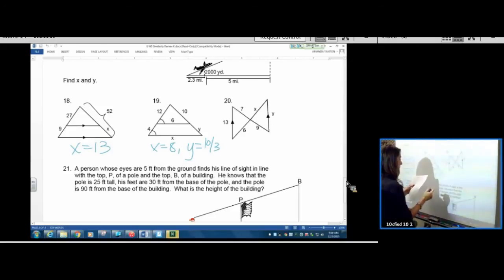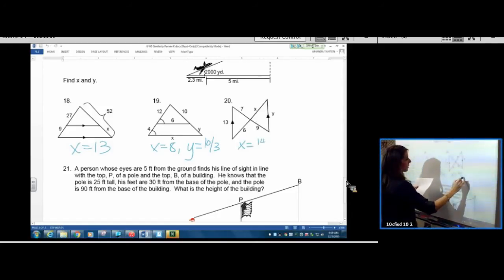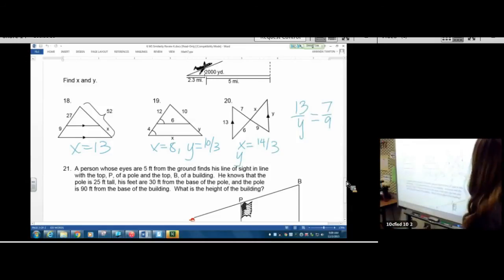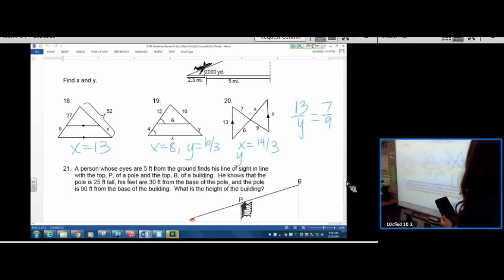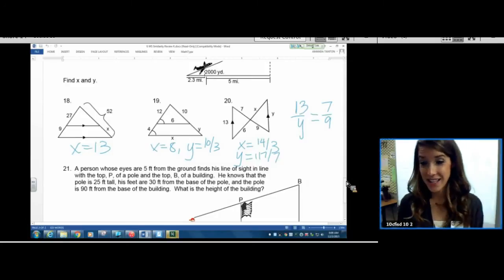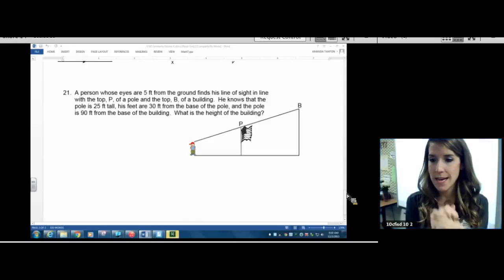And on number 20, X is 14/3, and Y, 13 is to Y as 7 is to 9. You might have ugly fractions on your test, just warning. 13 times 9 divided by 7, ugly answer, math, enter, enter. 117/7.